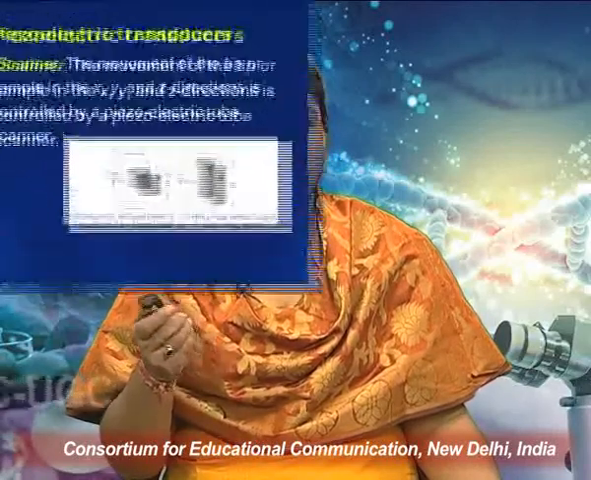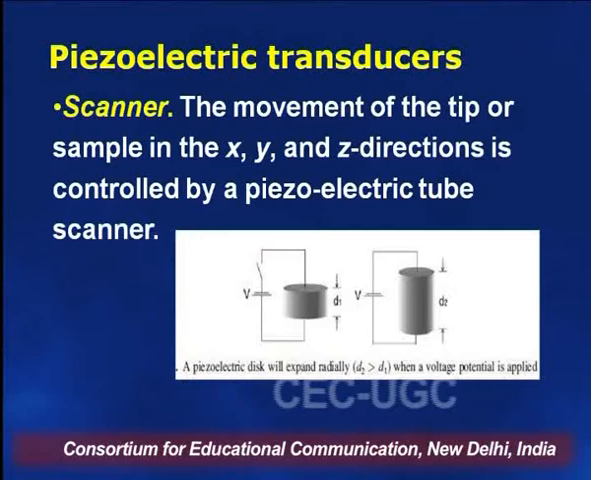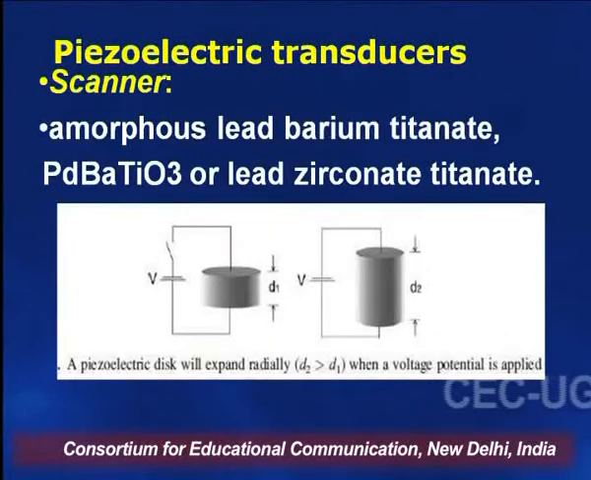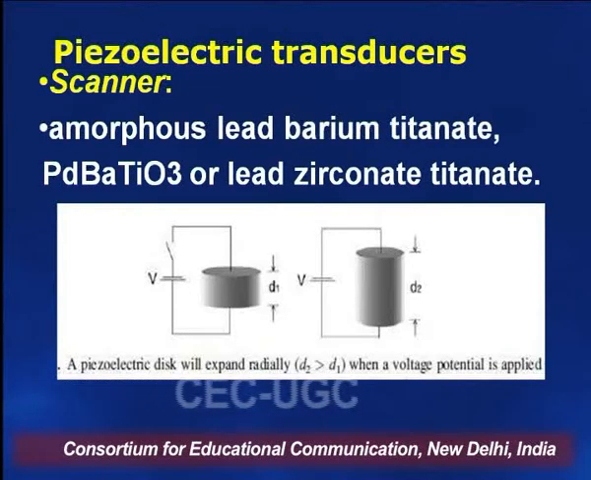The cantilever deflection is converted to forces, and we use Hooke's law in defining the cantilever deflection, which converts into the forces. Next are the piezoelectric transducers. This is like a scanner which moves in the XYZ direction and is controlled by the piezoelectric tube scanner. It is made of lead, barium titanate and lead zirconate titanate. These piezoelectric transducers are used for the movement of the sample, which is on the substrate.